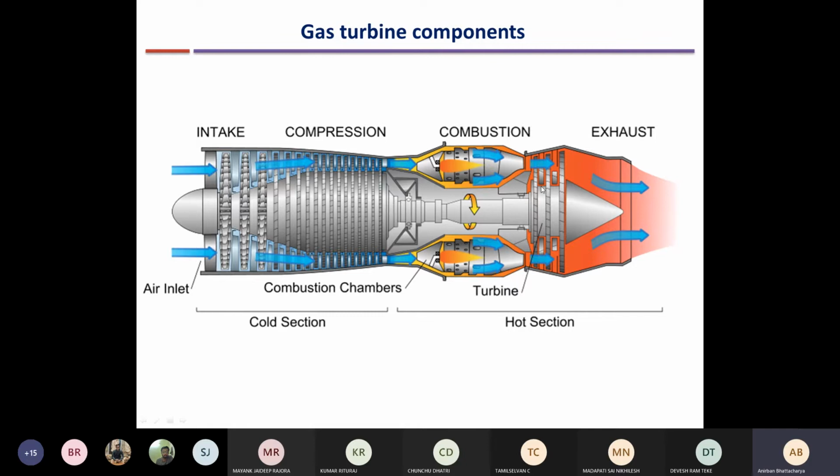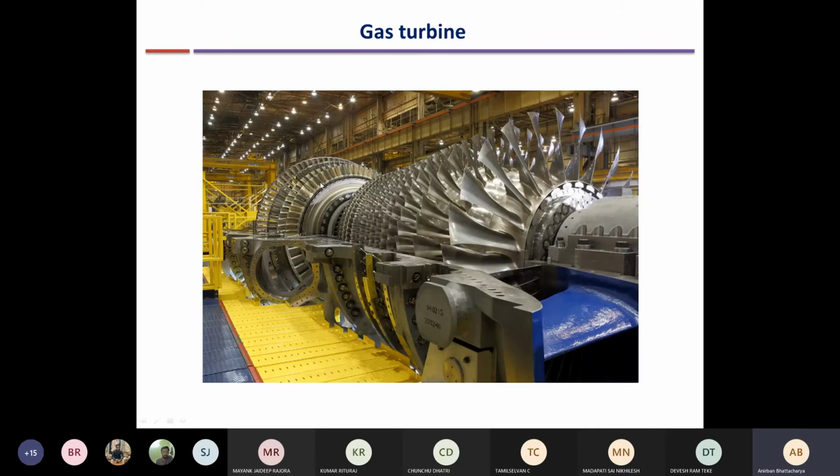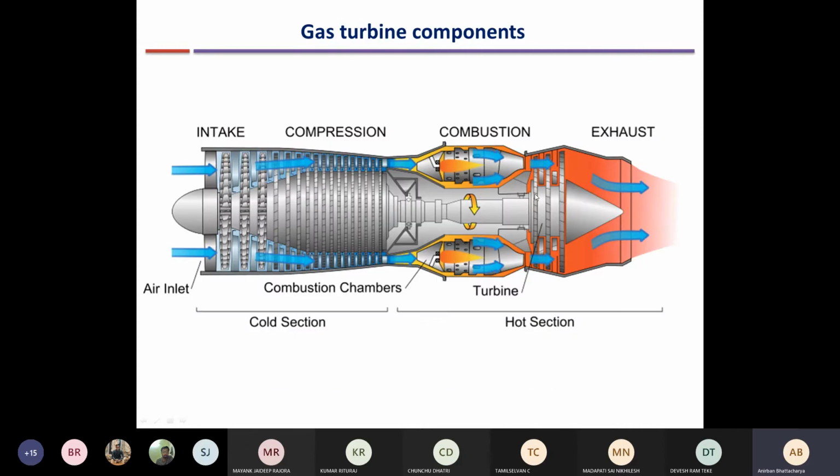So the high velocity fluid then passes over the turbine blades, and while passing through it, it dumps some of its energy and pushes the blades in the rotational direction. Because the blades are mounted on the shaft, that also rotates the shaft.